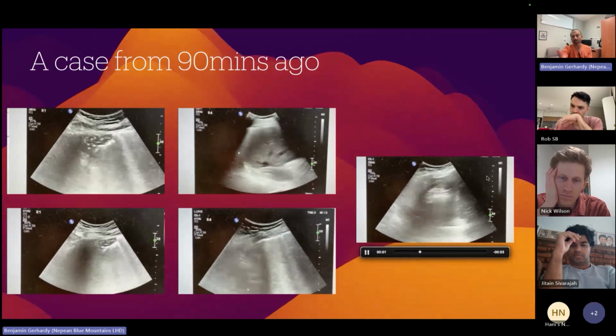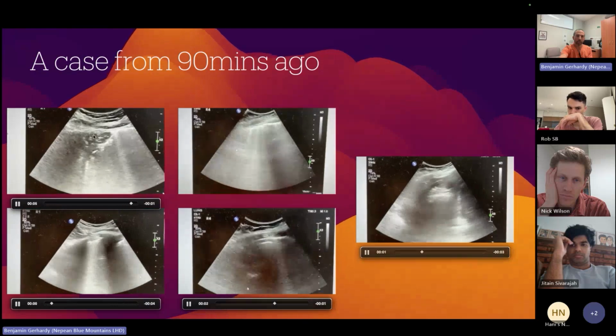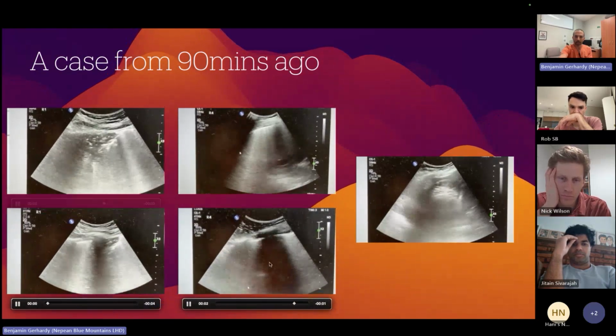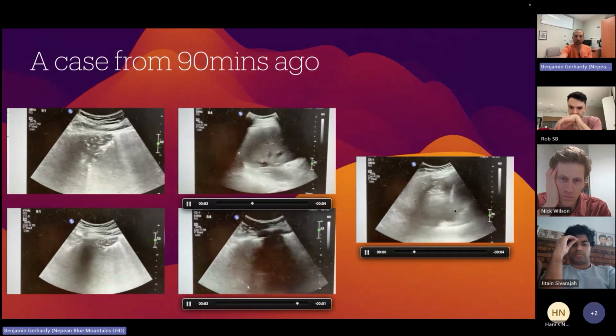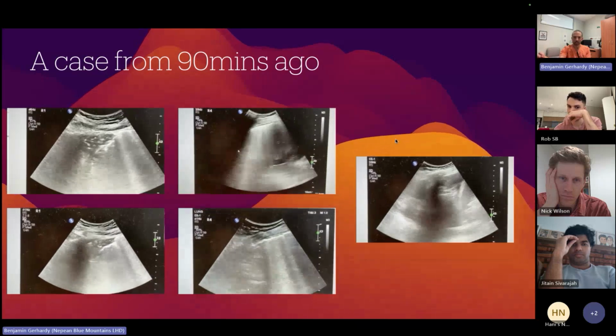His echo ended up being reasonable for him, no effusion. But he's got good consolidation up in the right, in the middle as well. Heaps of B lines, so there's water everywhere. And he's got an effusion on the left. So again, one patient, multiple pathologies on the ultrasound.